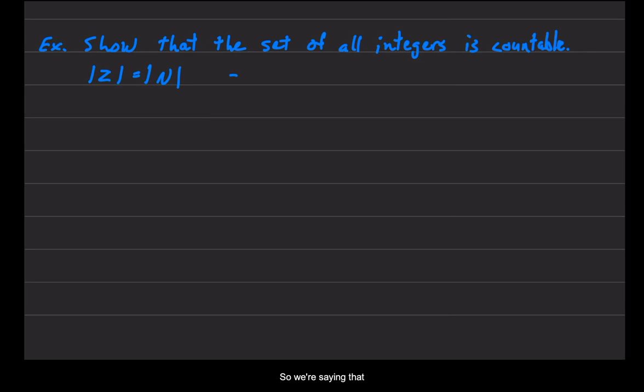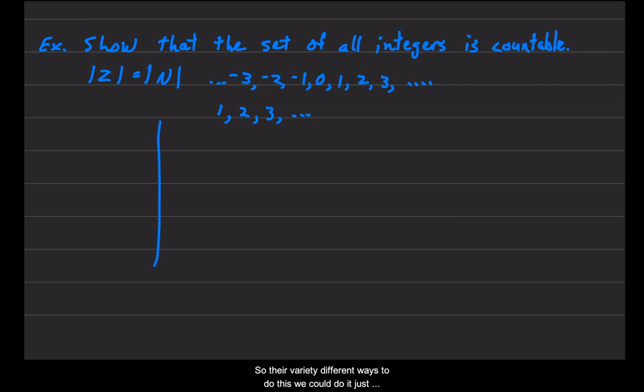So we're saying that, say, -3, -2, -1, 0, 1, 2, 3, ... is essentially the same as saying 1, 2, 3, ... And we're saying that those two have the same size. So is there a way that we can list all of the integers indexed as a term of natural numbers? So there are a variety of different ways to do this.